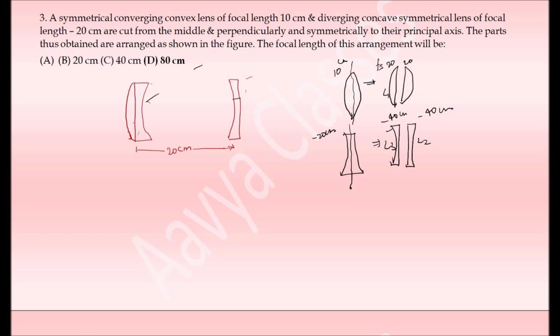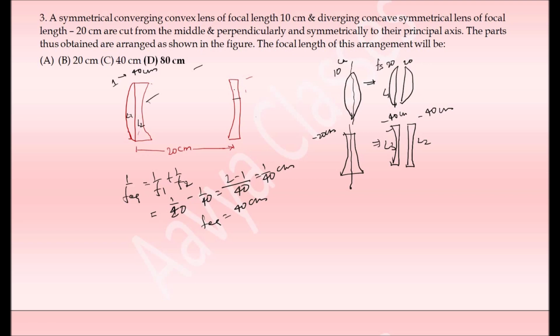The focal length of this L1 plus L2 combination will be 1 by F equivalent is equal to 1 by F1 plus 1 by F2. And as we know, the change of orientation of any lens does not impact its focal length. So F1 is equal to 20 centimeters and F2 is minus 40 centimeters. So 1 by 20 minus 1 by 40, and from there we get 2 minus 1, that is 1 by 40 centimeter. So F equivalent is equal to 40 centimeters. So the focal length of this unit, we call it unit 1, is 40 centimeters.